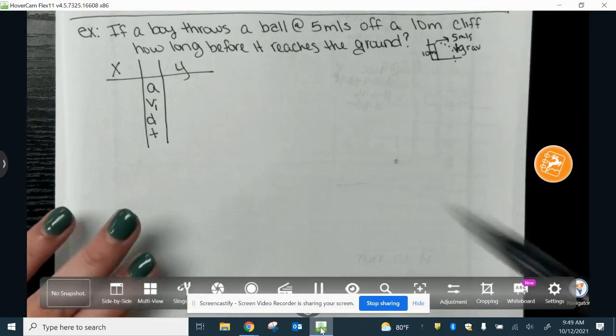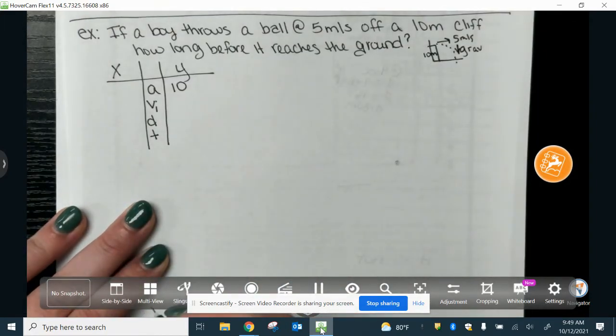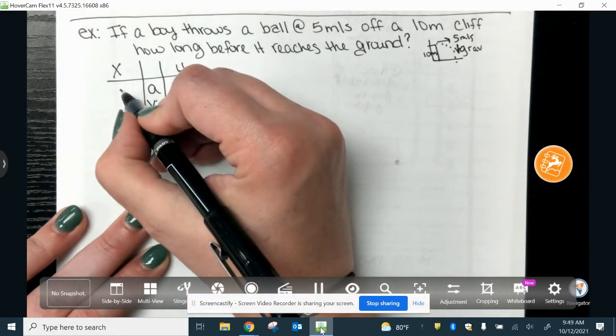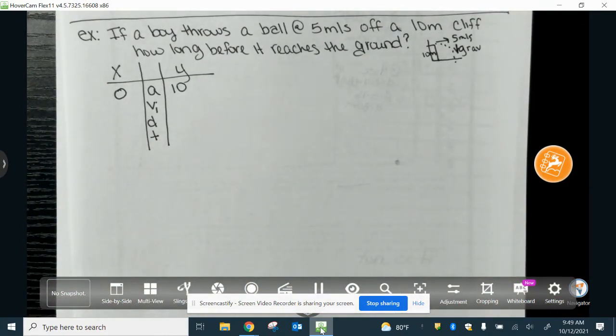All right, we know in the y direction, acceleration due to gravity is 10 meters per second squared. In the x, acceleration is 0 because there's nothing forcing it after it leaves, in this case, the boy's hand.